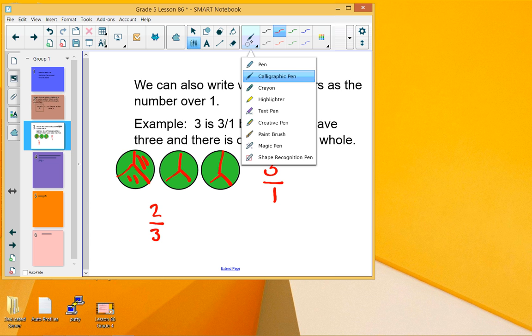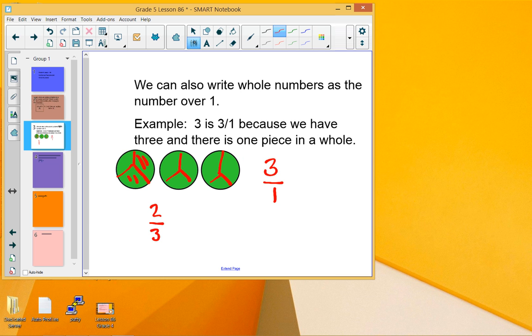Let me just erase what I did on the board there a second. Where's our eraser? I lost my eraser. Oh, there it is. Okay. Erase, erase, erase. Okay, back to normal. Back to where we want to be.